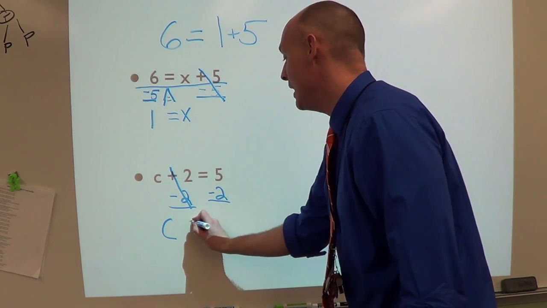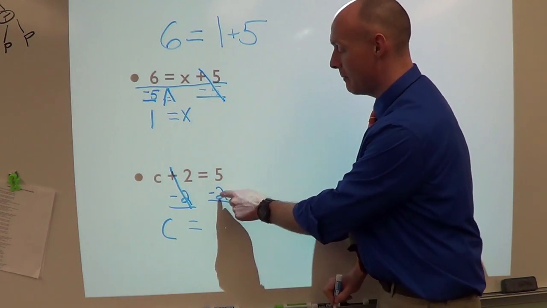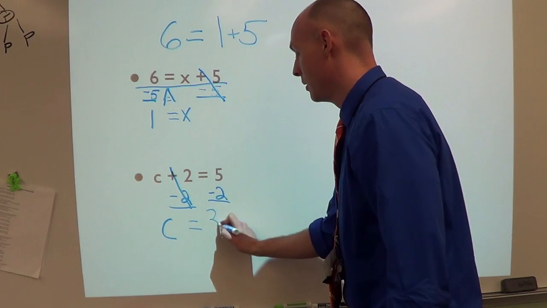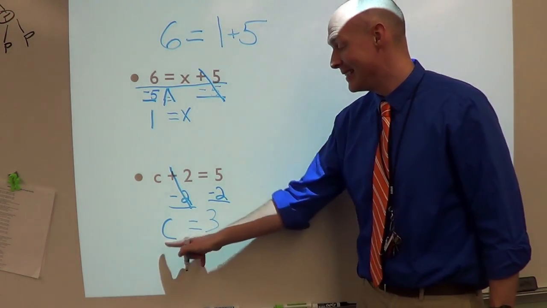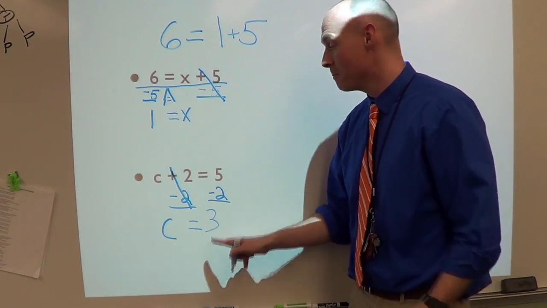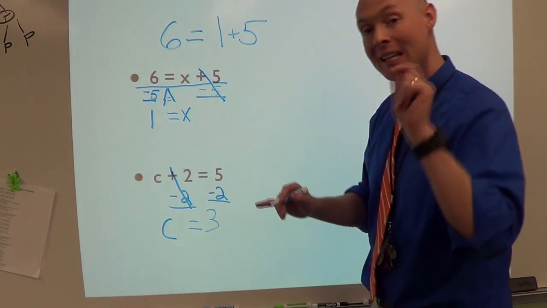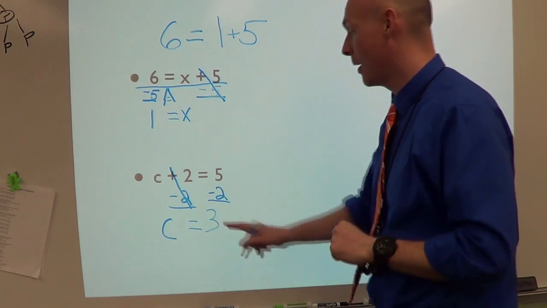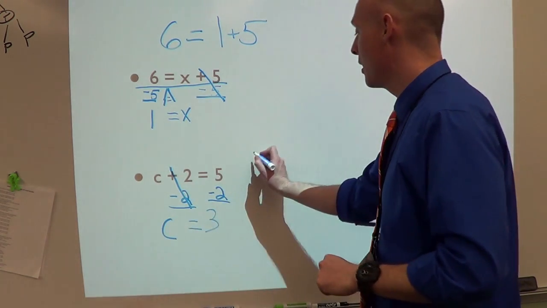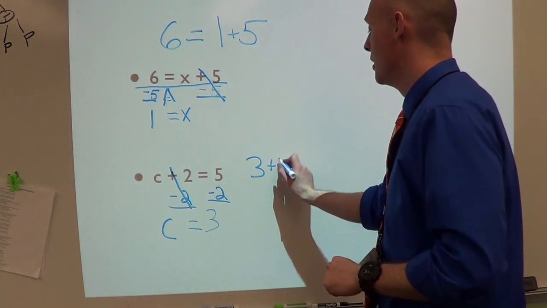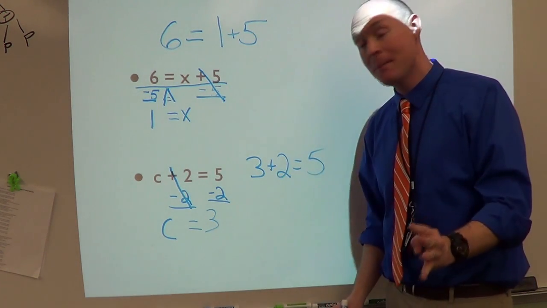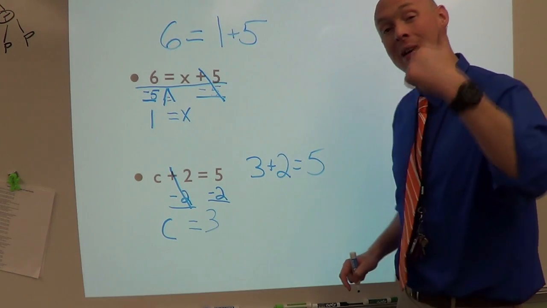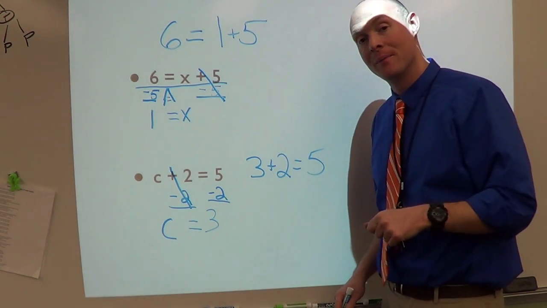C equals, what's 5 minus 2? 3. Think balance. C equals 3. Perfect. Let's plug it in. Let's make sure that it actually works. Instead of C, I'm going to put 3 plus 2 equals 5. Is that a true statement? 3 plus 2 equals 5? It most certainly is. We got it right.